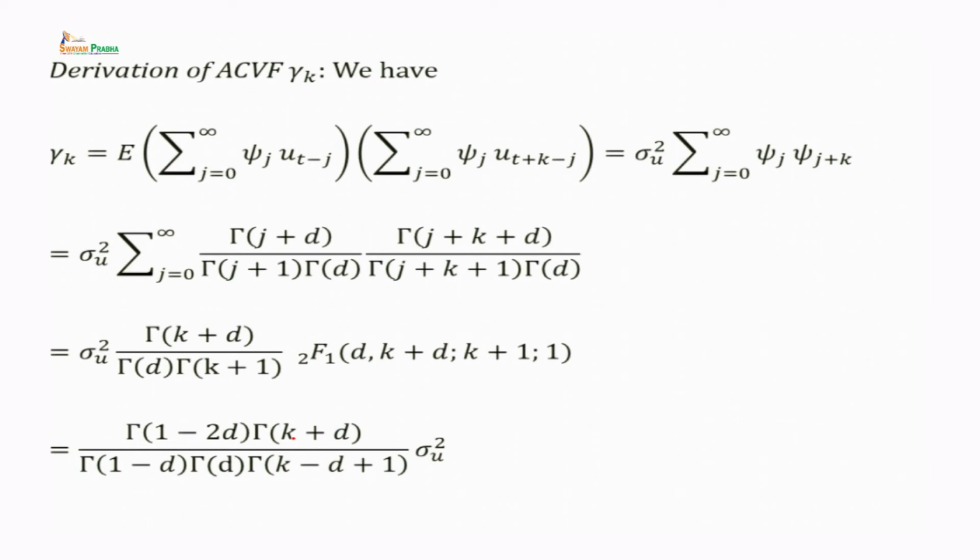Just I gave you the derivation of ACVF gamma_k also. We have gamma_k equal to summation j equal to 0 to infinity psi_j u_{t minus j}, summation j equal to 0 to infinity psi_j u_{t plus k minus j}. And then just take product of these two. And since you are taking expectation, only those terms appear which have squares of u_{t minus j}.